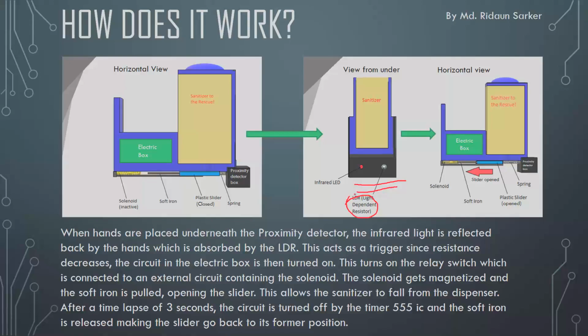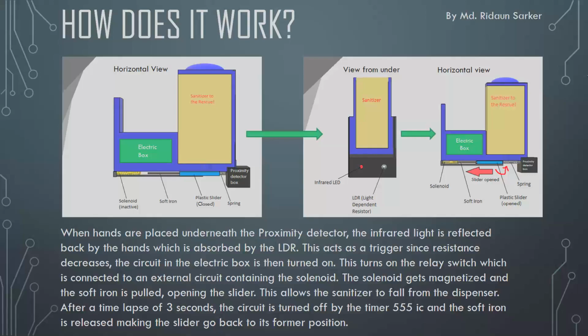This turns on the relay switch, which is connected to an external circuit containing the solenoid. Here you can see the solenoid. The solenoid gets magnetized and the soft iron is pulled, opening the slider, as you can see by the arrow. This allows the sanitizer to fall from here, from the dispenser. Then, after a time lapse of 3 seconds, the circuit is turned off by the timer 555 IC, and the soft iron is released, making the slider go back to its former position.